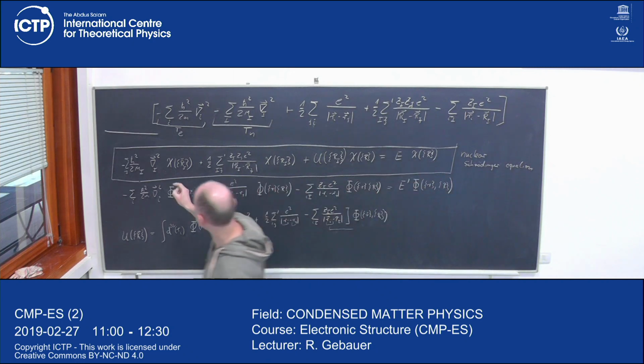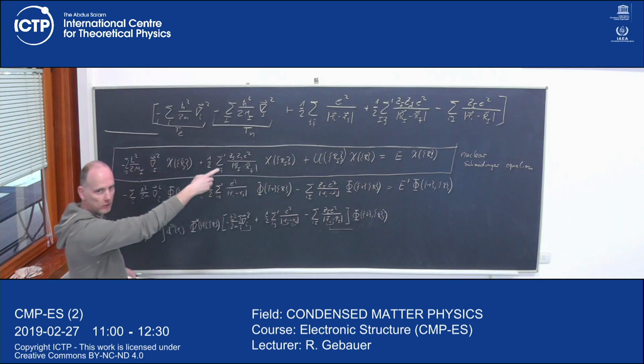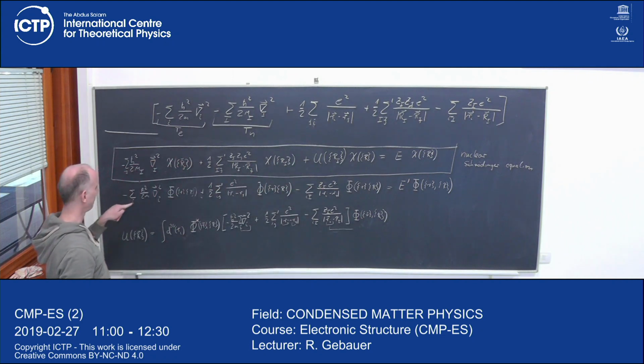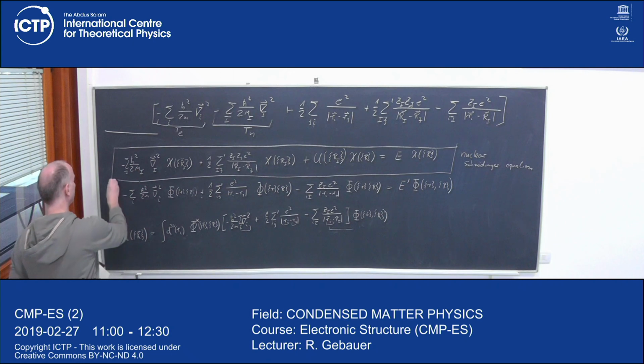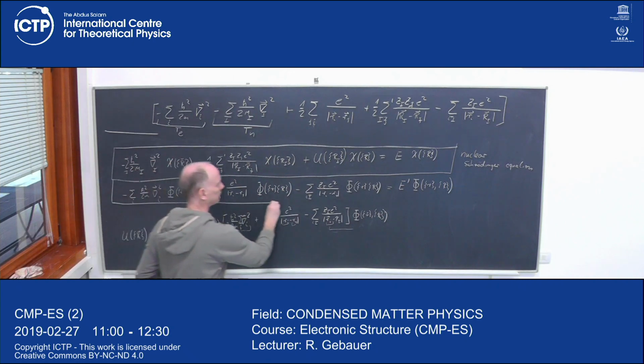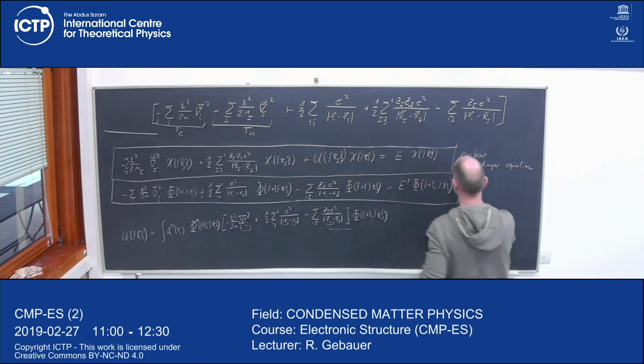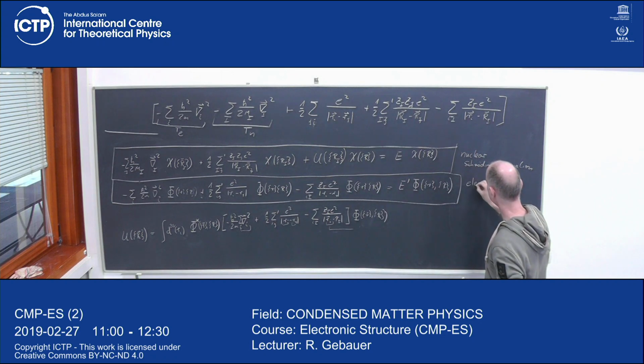So in order to calculate this u in the nuclear Schrodinger equation, we have to solve this Schrodinger equation for the electrons. And this is the electronic Schrodinger equation.